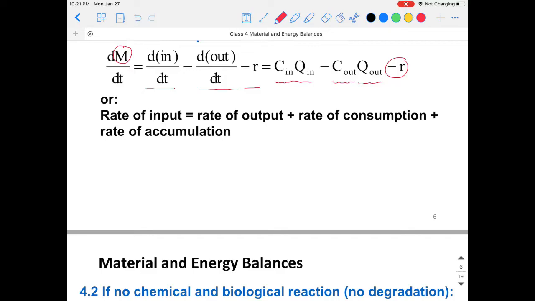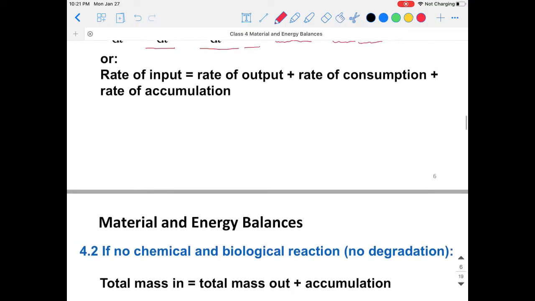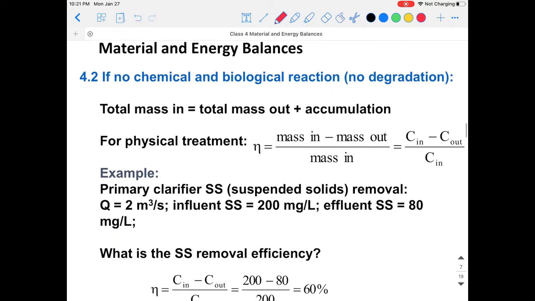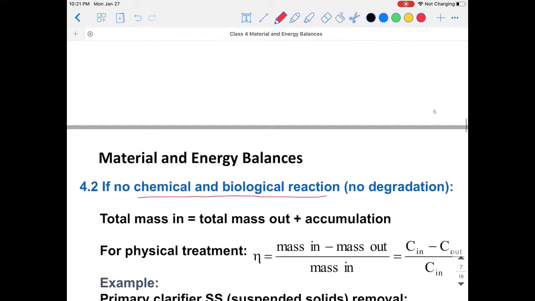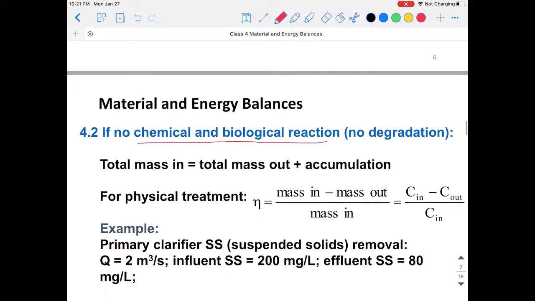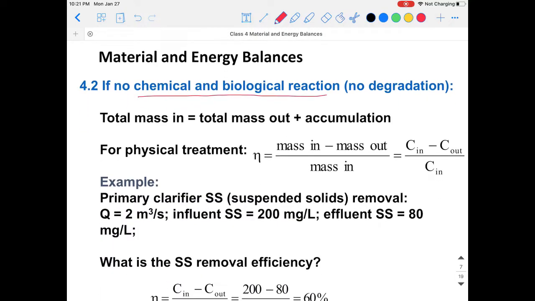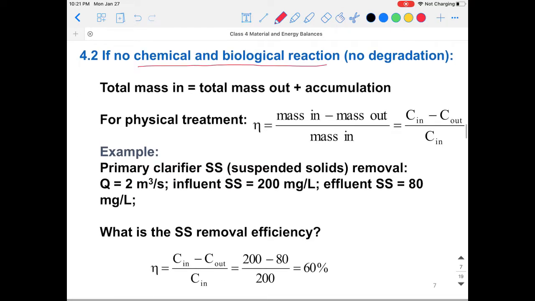So we can use this mass balance to look at all different systems and try to solve the mass balance equations. For example, in a system that doesn't have any chemical or biological reactions, which means there is no consumption here, how does this equation change? This system can be used in a lot of physical processes. What this means is that the total mass into the system is equal to the total mass out of the system plus accumulation. And we actually use this quite a lot.